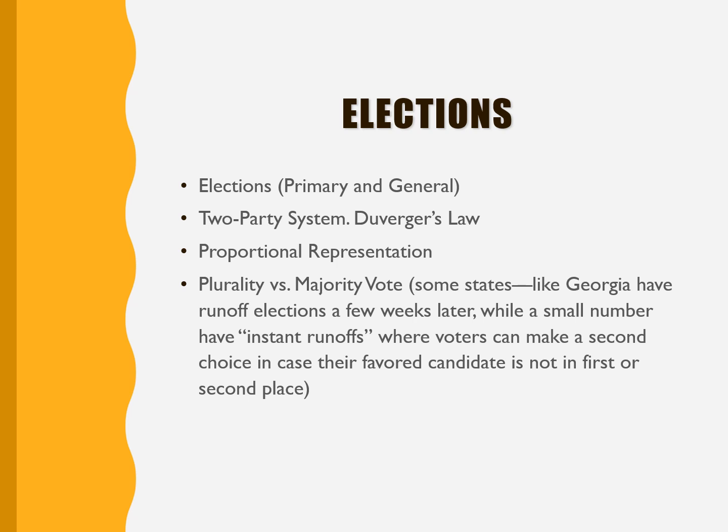Now, there are ways to overcome this, such as proportional representation that we've mentioned. However, in the United States, for Congress, all elections are either by plurality or majority vote. In Georgia, we actually have a majority vote system that says after the general election, we'll have a runoff if nobody receives 50% of the vote.